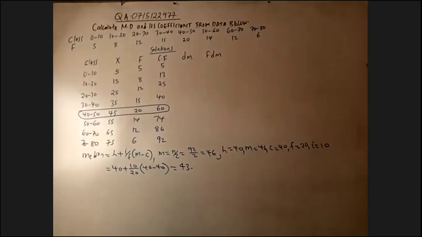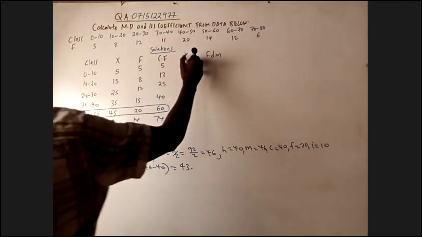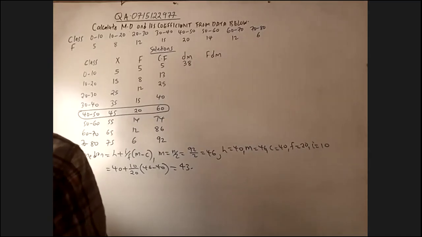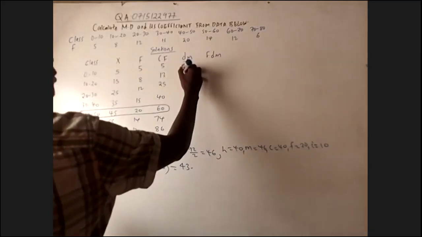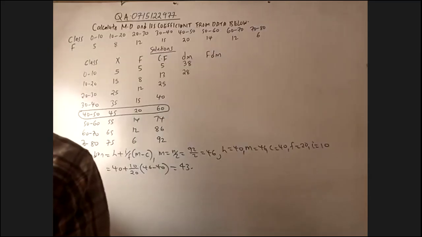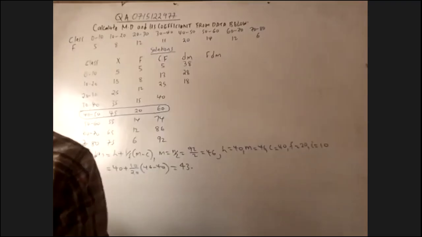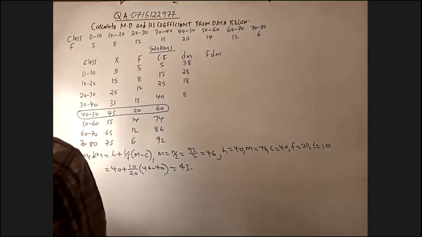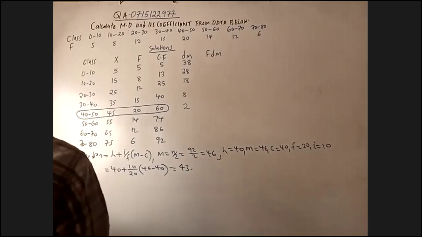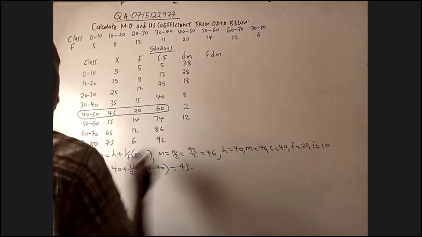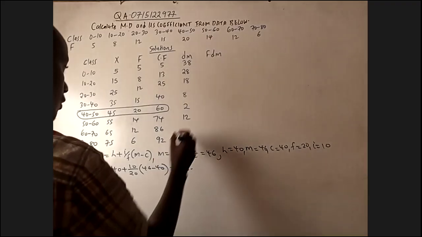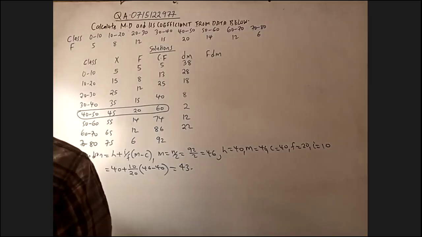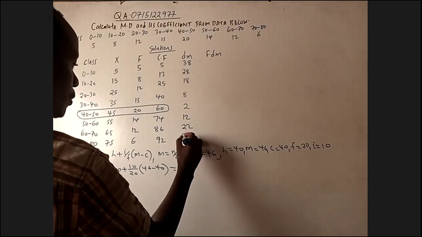Now let us find the deviation. So 5 minus 43, that is minus 38. 15 minus 43, minus 28. 25 minus 43, minus 18. 35 minus 43, minus 8. 45 minus 43 is 2. 55 is 12. 65 is 22. 75 is 32.